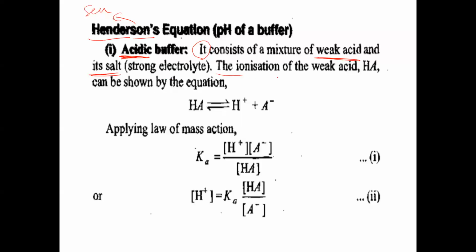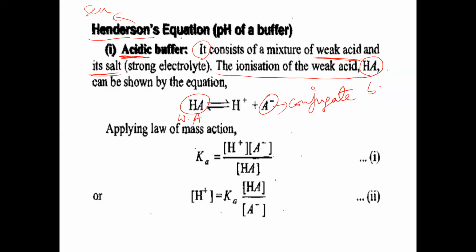Now, the ionization of the weak acid, that is HA, can be shown by the equation. HA is the weak acid. This weak acid incompletely dissociates into H plus and A minus. A minus is the conjugate base.